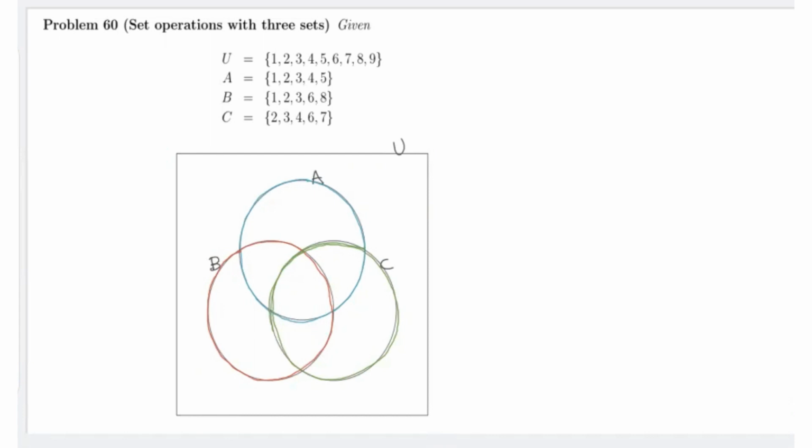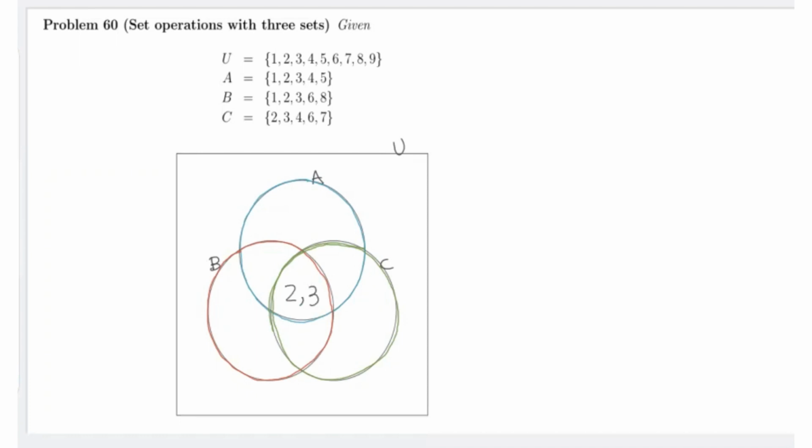Let's first look at green, red, and blue, meaning the intersection of all 3. What are the elements in the intersection of all 3 sets? Is there an element in all 3 sets? Yes, I got 2 and 3. Okay, 2 and 3. So far, so good.